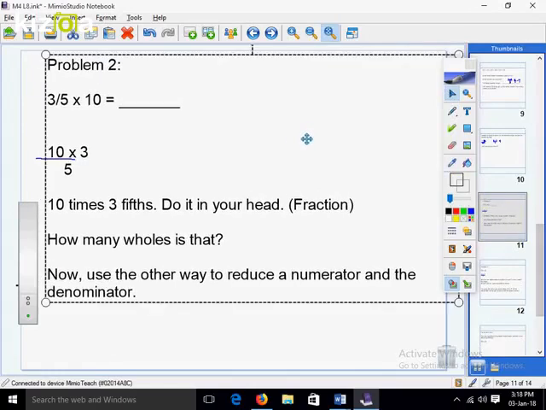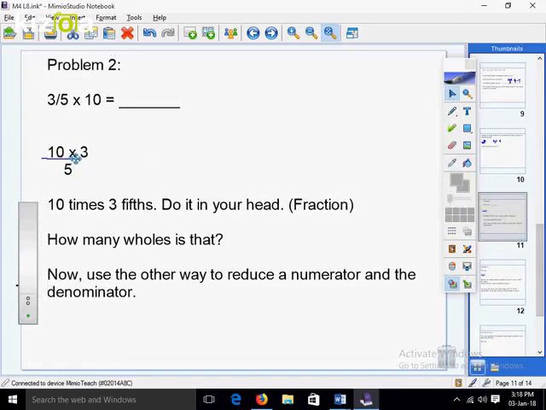All right, so let's look at this problem: 3/5 times 10. I'm going to set it up in this way: 10 times 3 over 5. Okay? So I'm going to think 10 times 3/5. I want you to do that in your head. What is 10 times 3/5? Well, obviously, it's 30 over 5, right? Because if you look here, you have 10 times 3, that's 30, over 5.